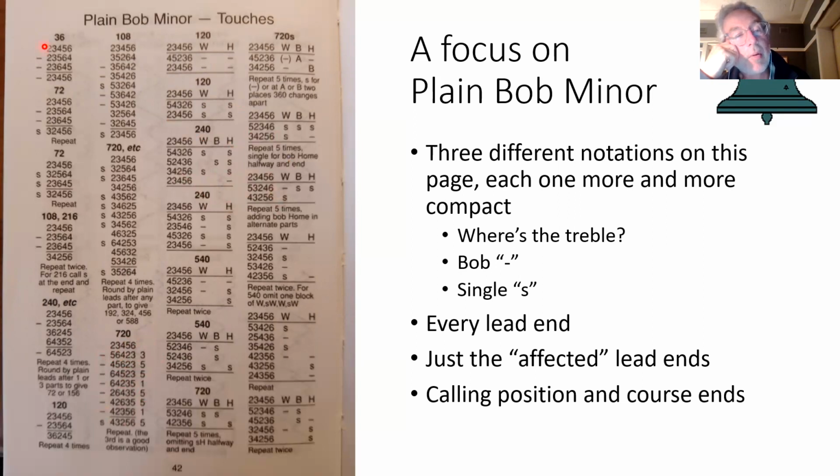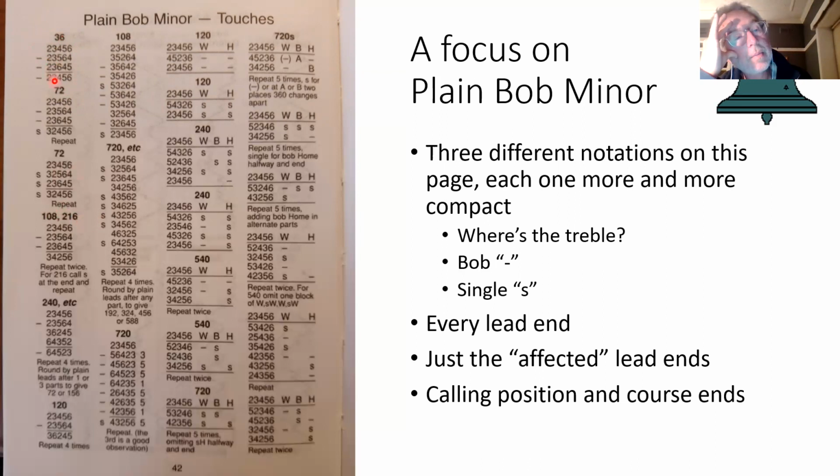But let me just start from top left. Okay, so what have we got here? The numbers in bold are the number of changes that are produced by this touch. So this is a touch of 36 changes. Here's a touch of 72 changes. Here's a touch of 108. Or if you put in a single, you double it to 216. So that's what that number in bold is. The first row, happily, is rounds. 2, 3, 4, 5, 6. Well, imagine there's a treble. Yep, there's an imaginary treble. So 1, 2, 3, 4, 5, 6. Okay.